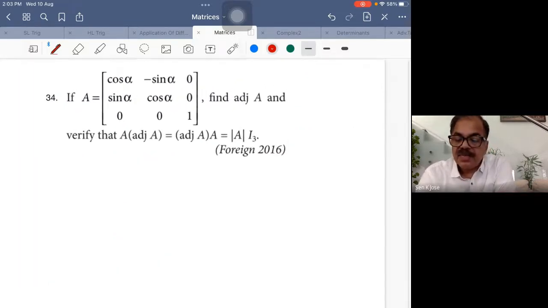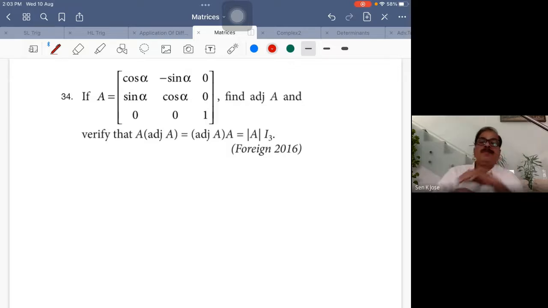Okay, 34. There is a matrix A given to you: cos alpha, minus sin alpha, 0, sin alpha, cos alpha, 0, 0, 0, 1. Find adjoint of A. So the first part of the question is to find out adjoint of A. We know it's going to be a bit long, and verify another result which involves determinant A as well. So I'm going to find determinant A and keep it first. Then I'll go for all the cofactors and write adjoint of A. Then I will have only the verification part left. So it's pretty long, going to be a 2016 question.